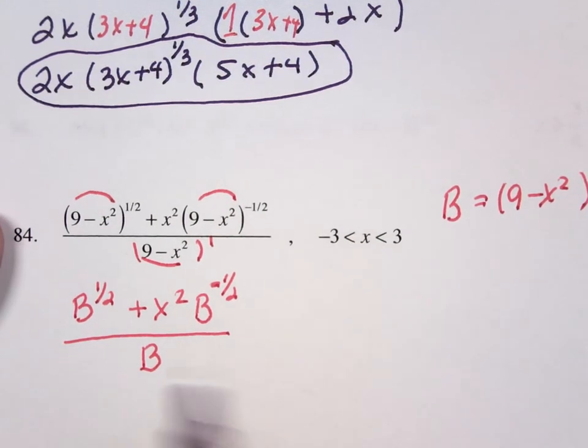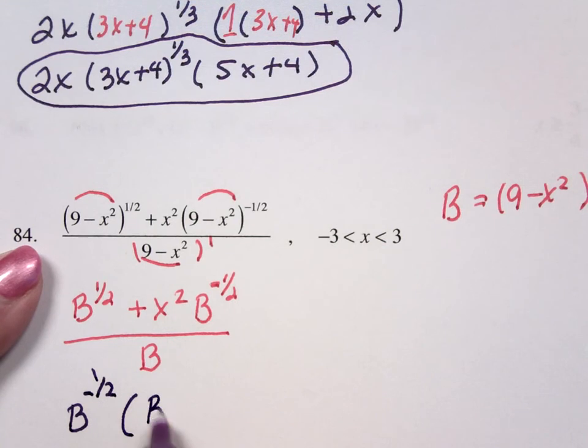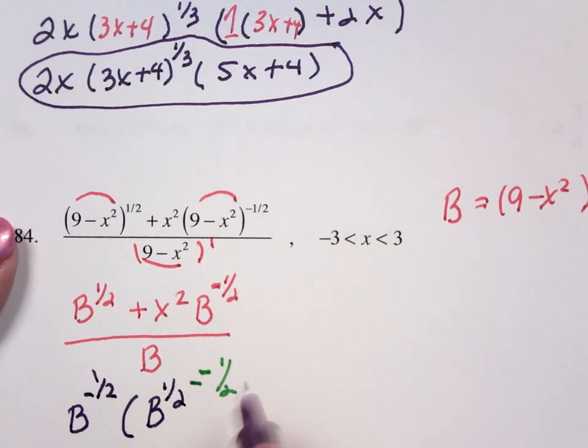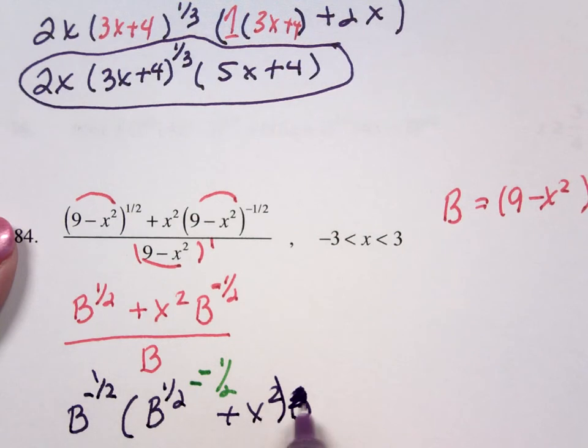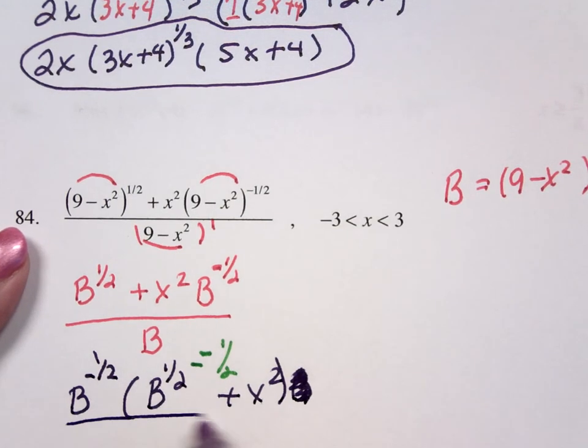So I have a greatest common factor of b to the negative 1/2. It's the smallest power on b. So from the b to the positive 1/2, I'm going to remove a negative 1/2, plus x squared, and I'm taking the b to the negative 1/2, so it's gone. And that's all over b to the 1.